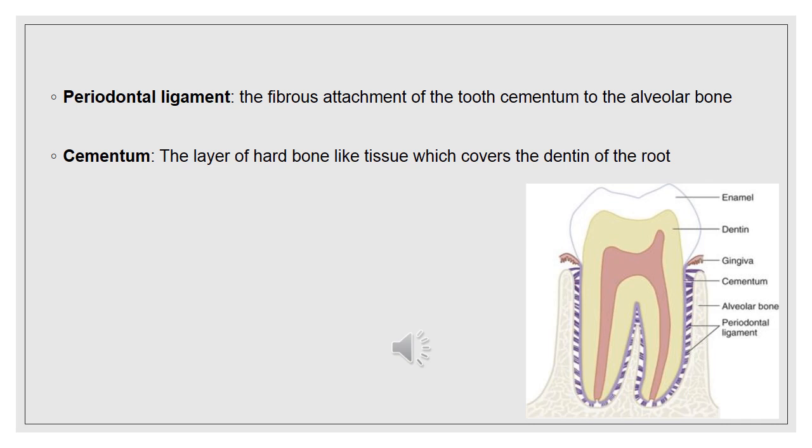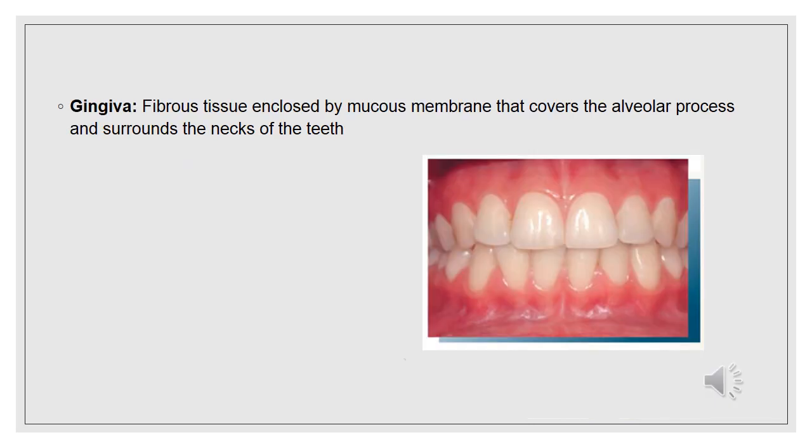What is cementum? It is a layer of tissue just like bone which covers the root dentine, or basically one could say, which covers the dentine in the root portion. What is gingiva? Fibrous tissue enclosed by mucous membrane that covers the alveolar process and surrounds the neck of the teeth. Usually healthy gingiva appears pink in color.